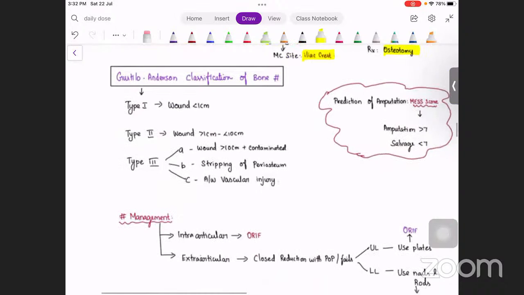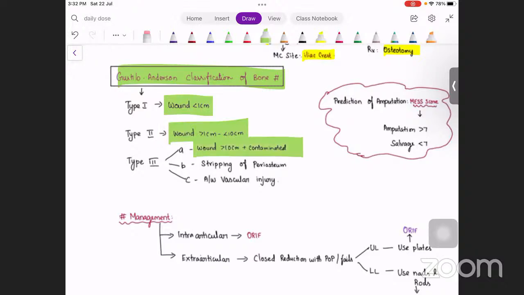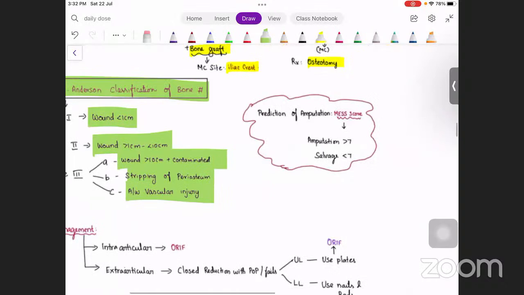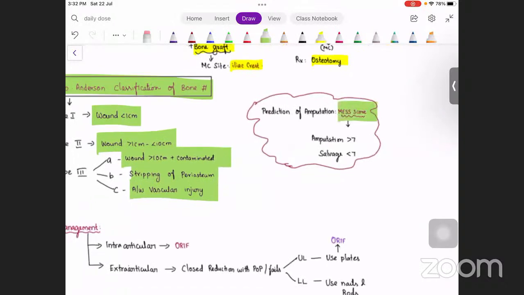Okay, then you have the Gustilo-Anderson classification of open fractures. Type 1, wound less than 1 cm. Type 2, 1 to 10 cm. Type 3A, more than 10 cm plus contaminated. Type 3B, stripping of periosteum. Type 3C, associated with vascular injury. And then you have prediction of amputation, where you may see the MESS score. Amputation is more than 7 and salvage is less than 7. You have to do the amputation if the MESS score is more than 7, or you can salvage the limb if the MESS score is less than 7.